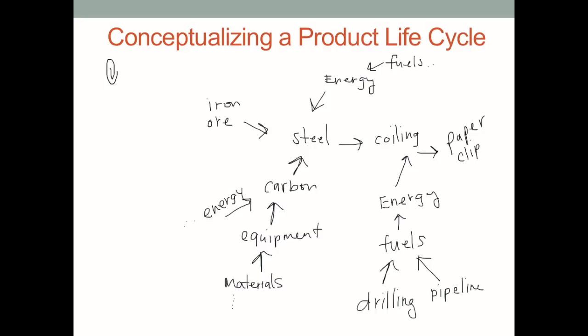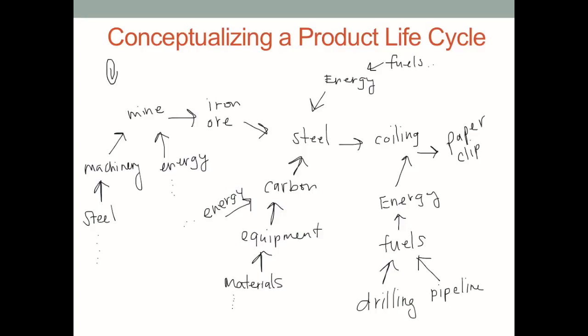Let's go back to iron ore. How do we get iron ore? From mining. What goes into that? Oh, machinery, energy. And again, machinery is probably metals, maybe even steel. And what goes into steel? Iron ore, carbon. We can extend that one outward, extend our energy outward. So this is an abridged life cycle for a really simple product.